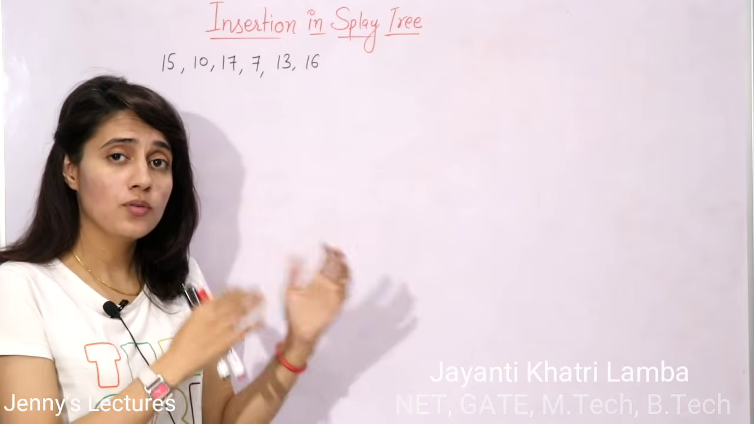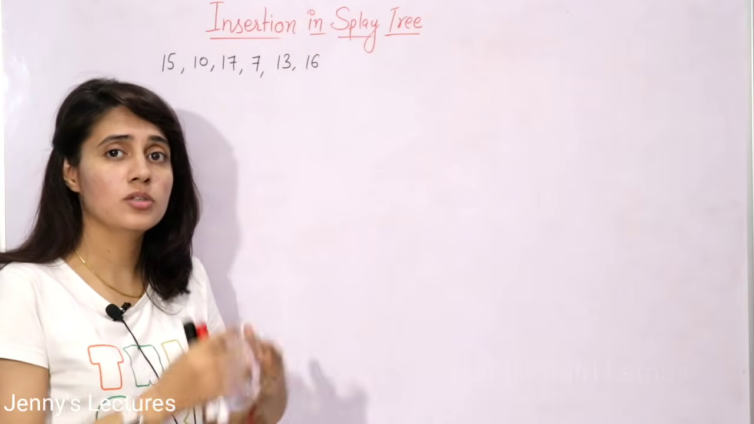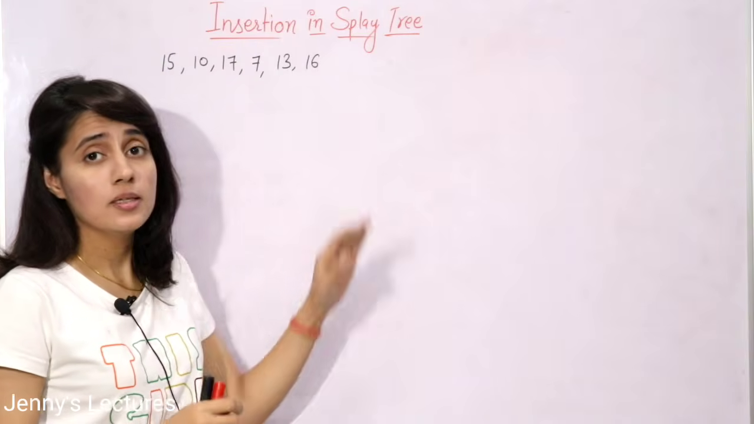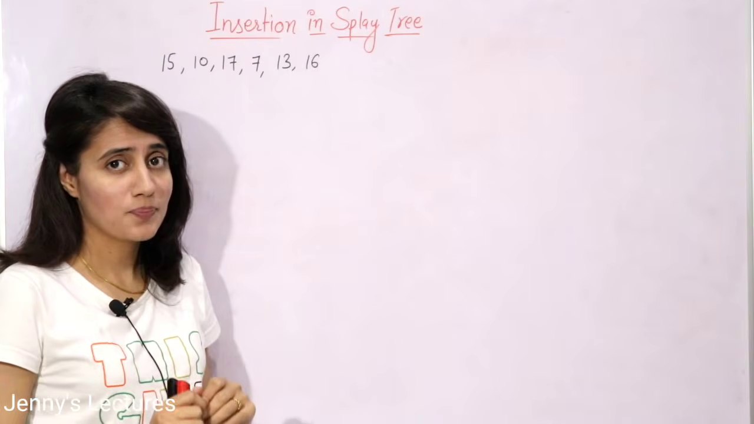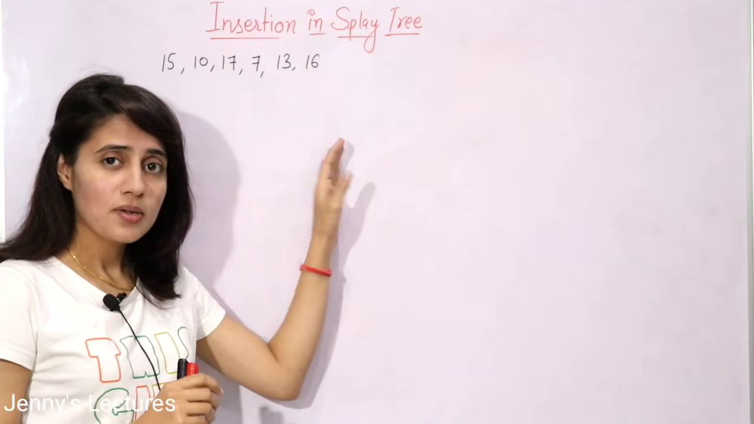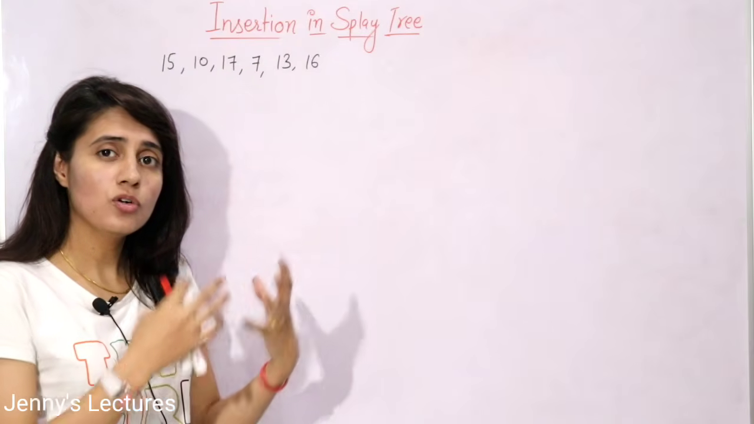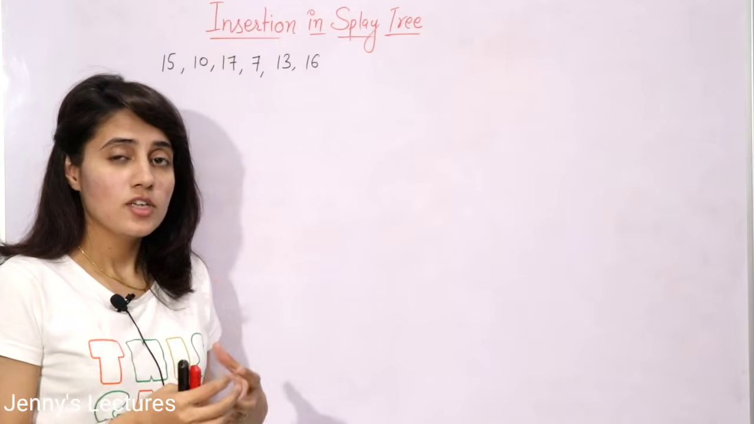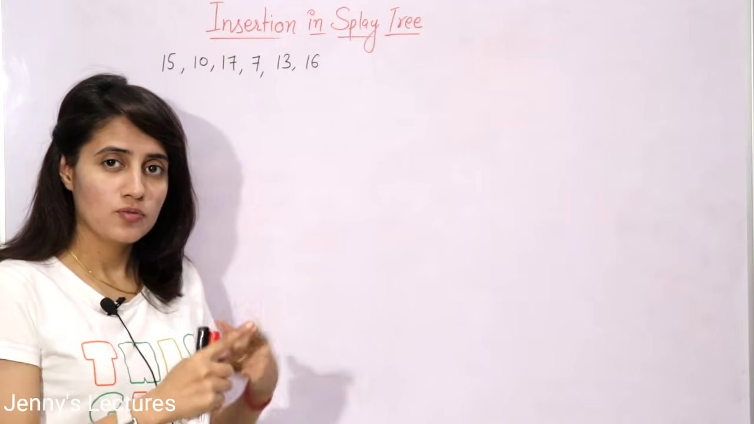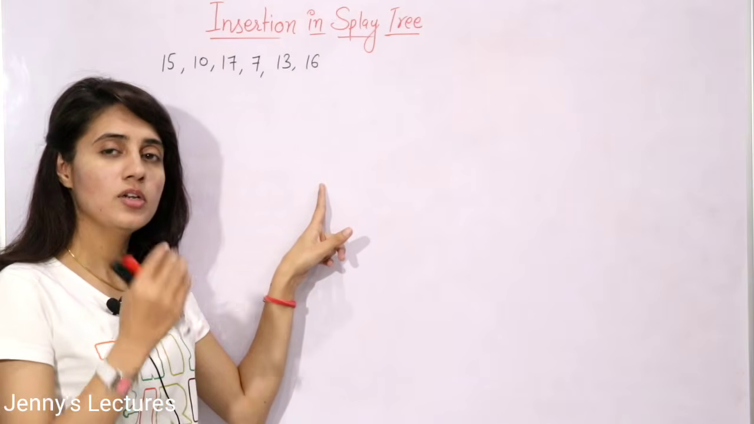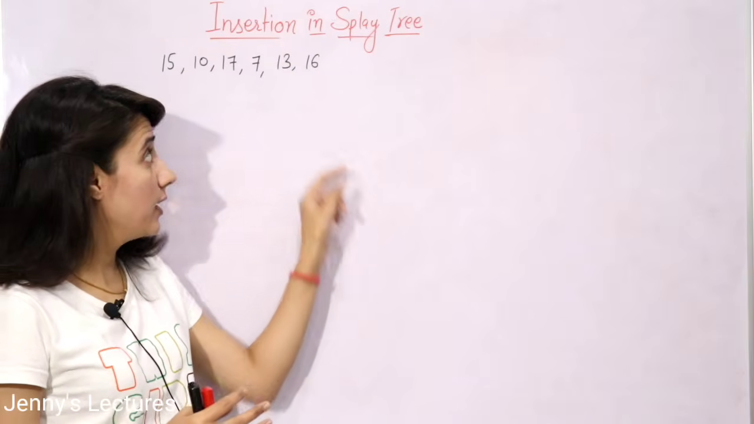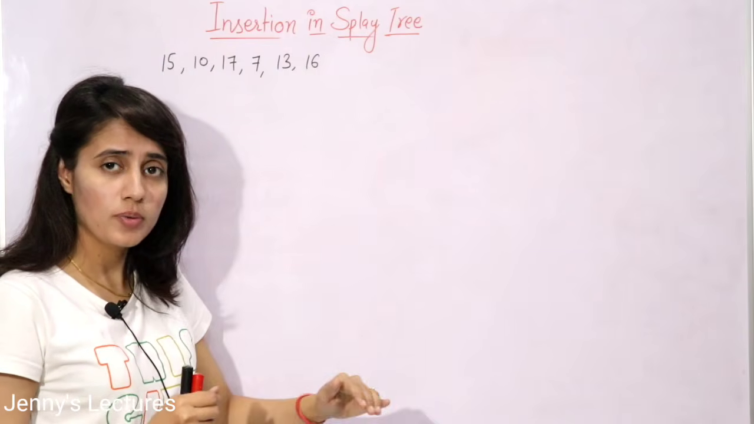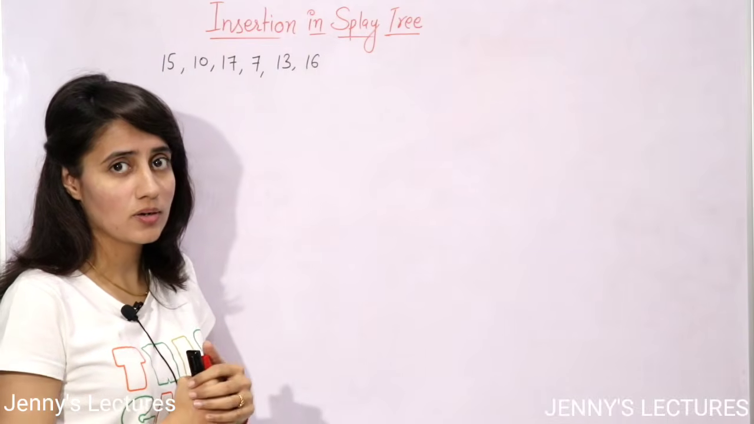In that video we also discussed how to perform the searching operation in splay trees, and what the splaying operation is. In this video we will see the insertion operation in splay trees. After this example, we will write down the algorithm for the insertion operation as well as for the splaying operation. First we will discuss it with the help of an example. We will create a splay tree by inserting these numbers, and then we will write down the algorithm for the insertion operation as well as the splaying operation.